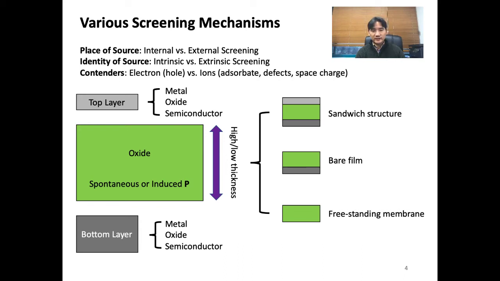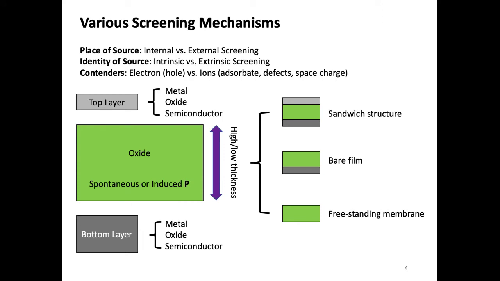In the vicinity of the oxide, we'll put top layer, which can be metal, oxide, or semiconductor, and bottom layer, which can also be metal, oxide, or semiconductor. And as you can think about the possible combinations, we can have sandwich structure, bare film, or freestanding membrane. And we will think about the place of source for the screening. So that could be internal if it is supplied from inside. If it is supplied outside the oxide, it will be external screening.